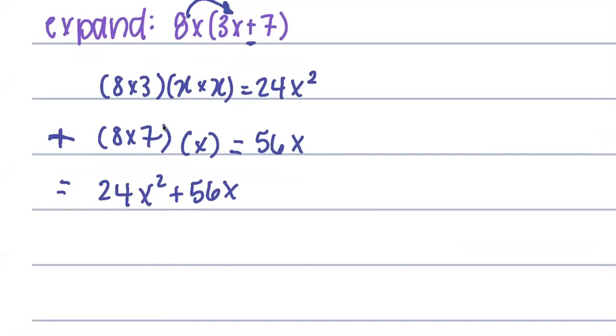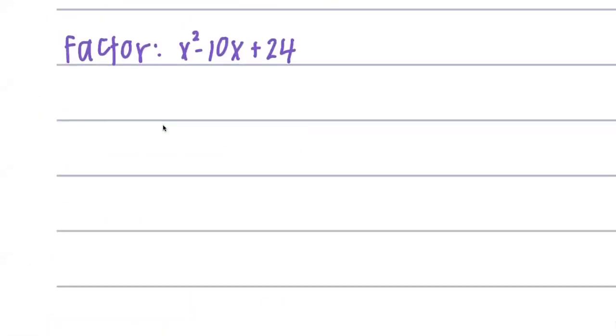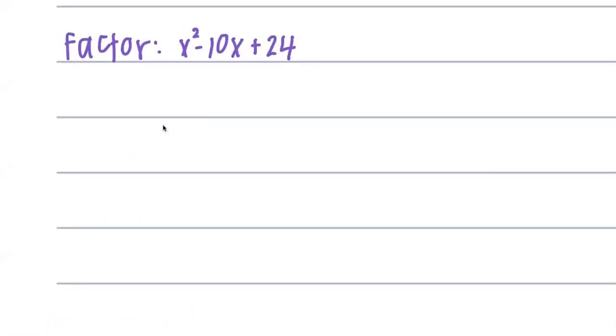Okay. Awesome. So next one, you're gonna factor this. So we did this last week. So find your two parentheses. I'll give you guys a quick hint. Find numbers that add to -10 and multiply to 24. Okay? I'll give you guys a couple minutes.